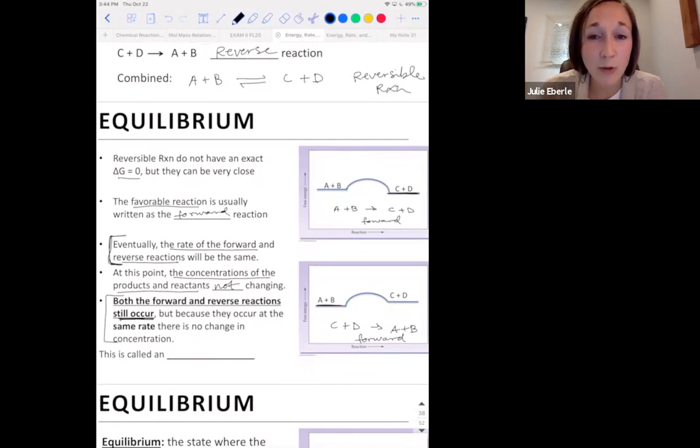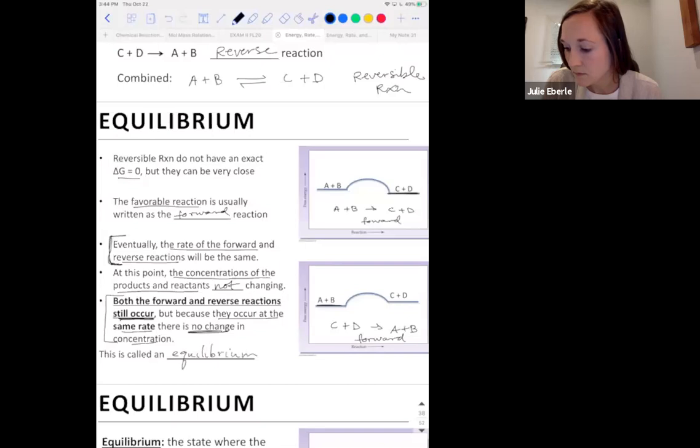People tend to think equilibrium is this very static, boring state. It's a very dynamic state. You have double reactions happening, okay? But because they occur at the same rate, we are not changing concentration of our reactants and products. Okay, this is called equilibrium. I'm going to give you an example.